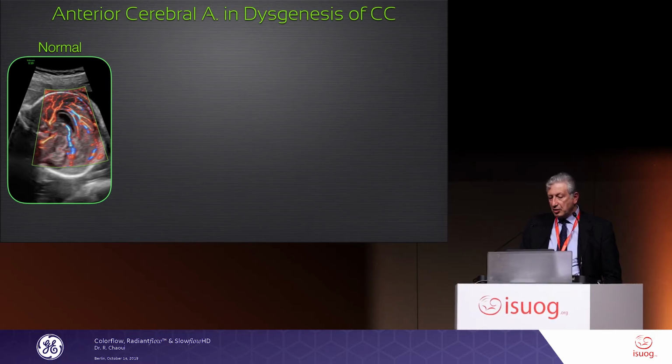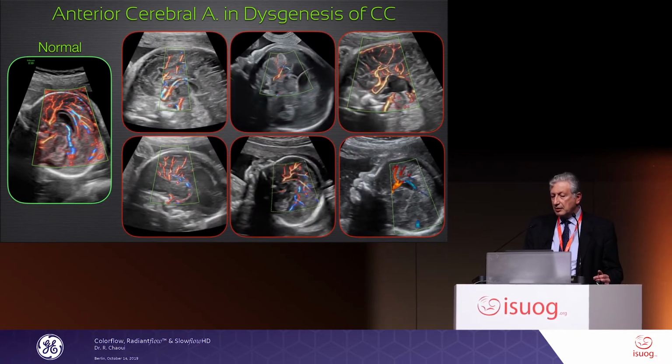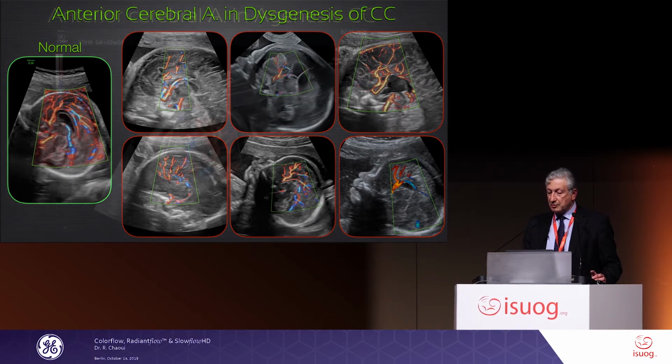And we know that many of us are using the pericallosal artery in order to demonstrate cases of agenesis or dysgenesis of corpus callosum. And you see here on color Doppler and on slow flow especially, the different aspects of the pattern of these vessels when there is an abnormality of the corpus callosum. So you will not have a typical view. You will have, depending on the development of the sulci and gyri, different views and different images.